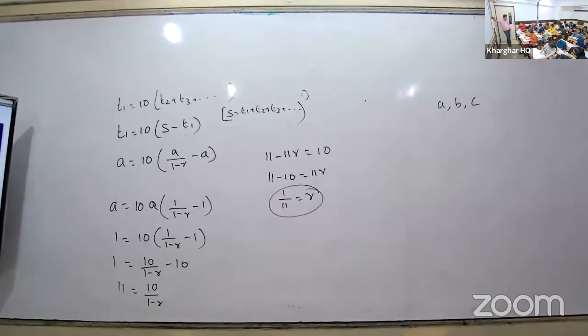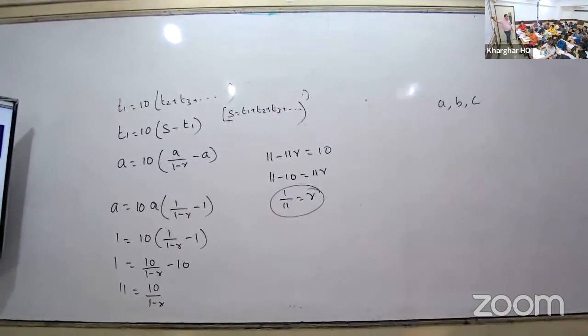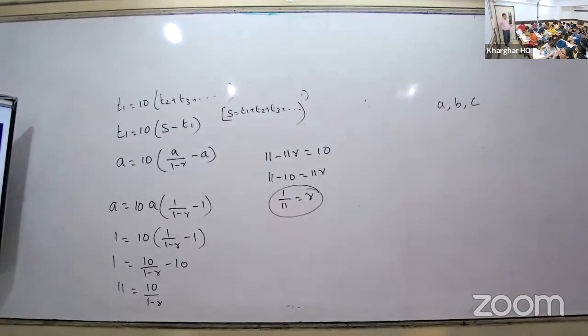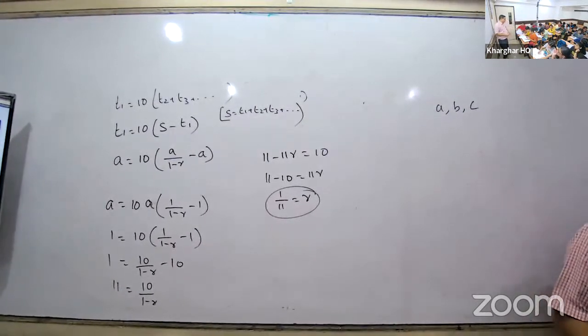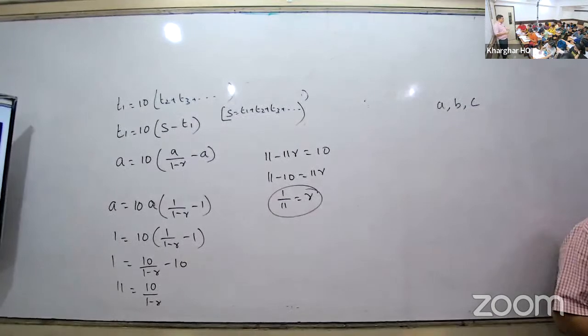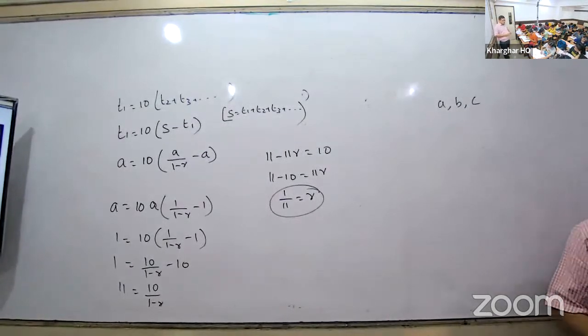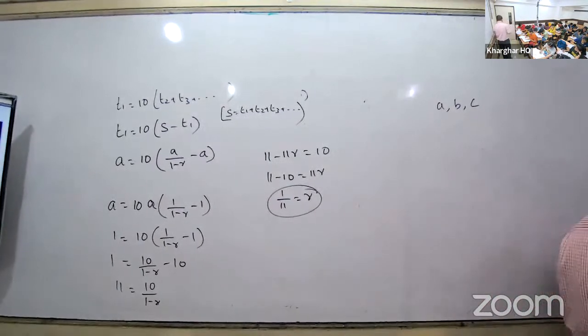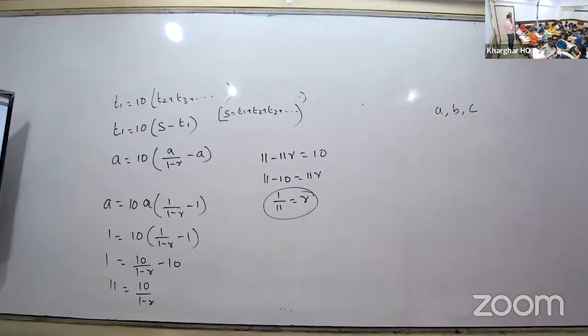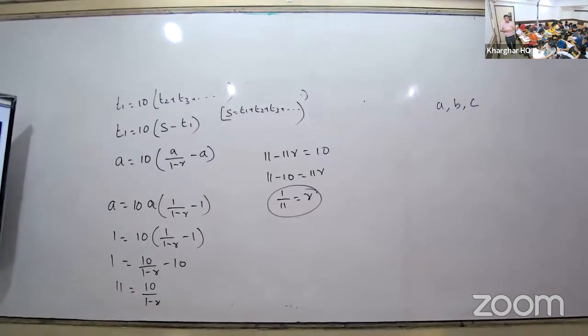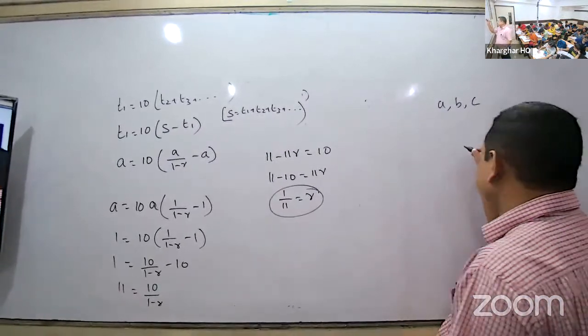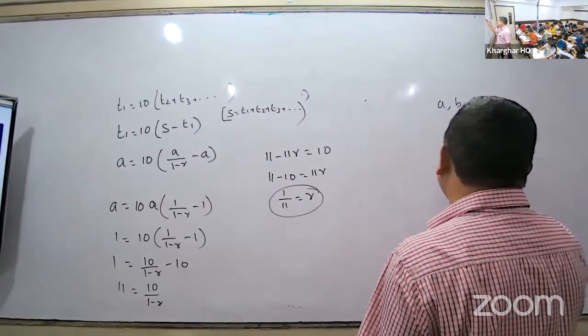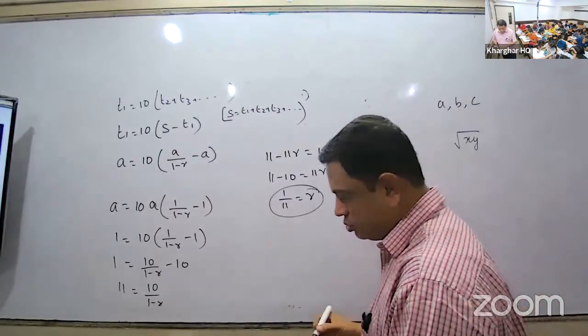Next line, right? Aryan, following? B square is equal to AC, or B is equal to root of AC. Generally, we take the positive square root. Now, the geometric mean between 2 numbers X and Y is root XY.